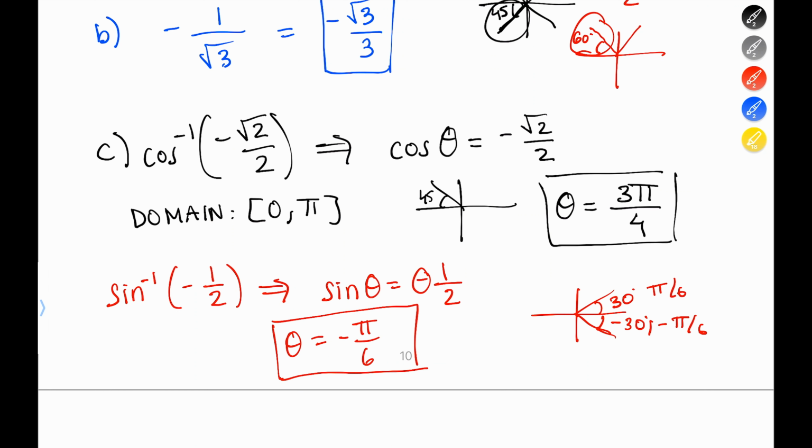And by the way, we have to go down instead of going around like this, or even around all the way up over here, because it does not fit in our domain. This is going to be 11 pi over 6, and this is going to be 7 pi over 6. So they won't fit in our domain of negative pi over 2 to pi over 2, just to remind you. So that's why we have to go down to negative pi over 6, because that is in our domain. And so negative pi over 6 is our answer.